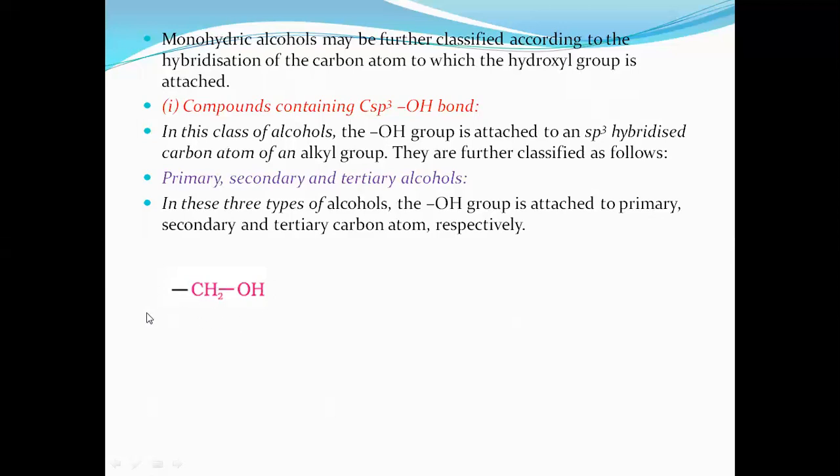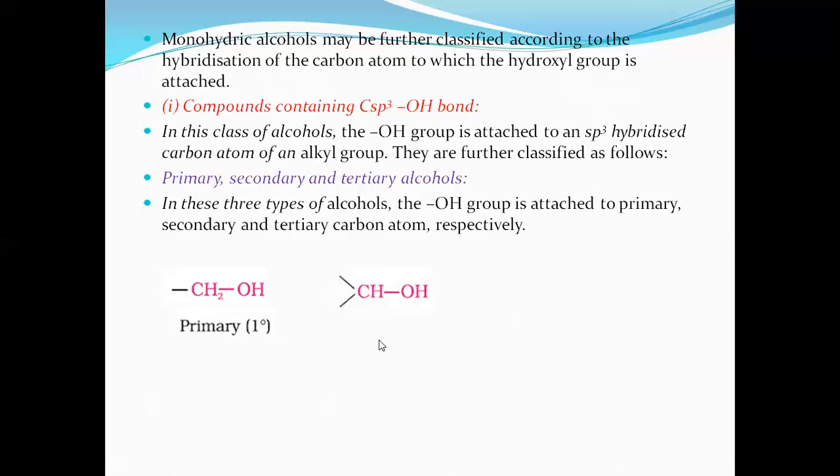Here you can see this is a primary alcohol. Why primary alcohol? Condition number one, the carbon atom is sp3 hybridized. Second, this carbon atom is attached with only one other carbon atom. Therefore, this is called a primary carbon atom, and these types of alcohols are called primary alcohols.